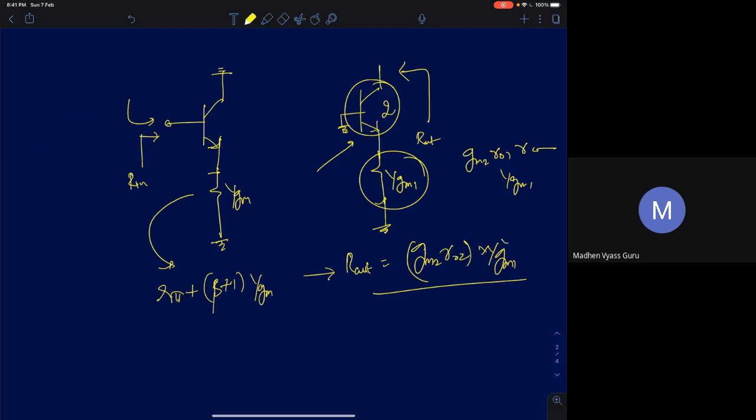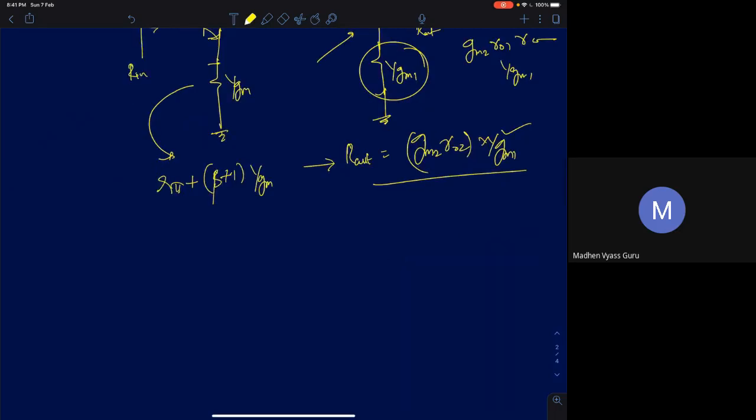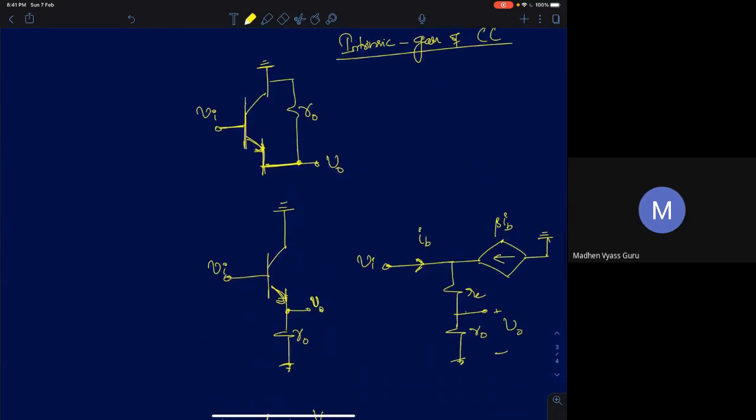So that's it for these two problems. Now I'll discuss one more point, which we did not discuss in the previous lectures, which is the intrinsic gain of a common collector configuration. What is the fundamental limit? We said approximately it's equal to 1, but we haven't derived an exact expression. I'll finish that, and then we'll look at all three, common emitter, common base and common collector, together.